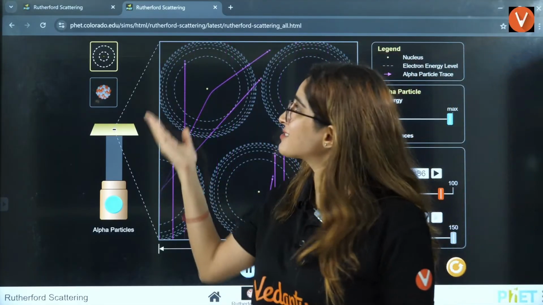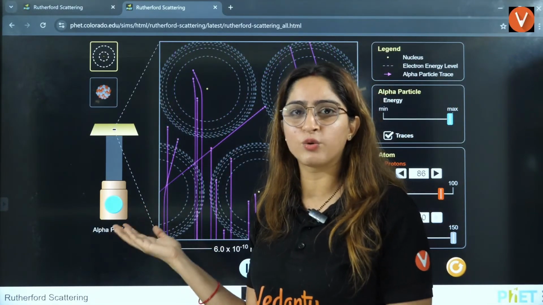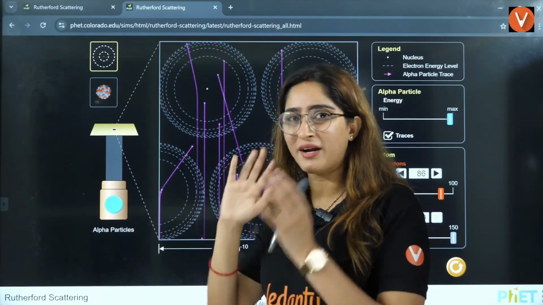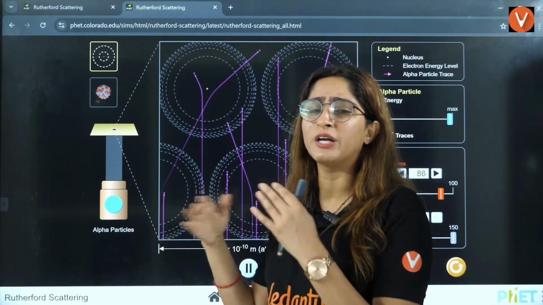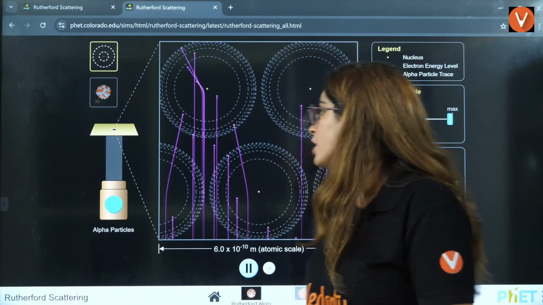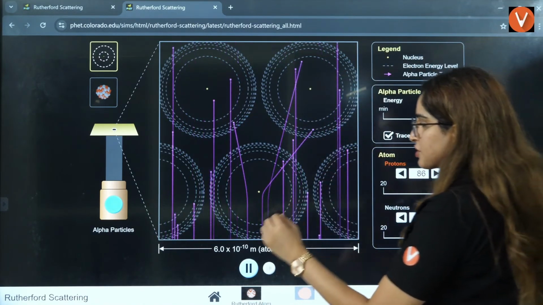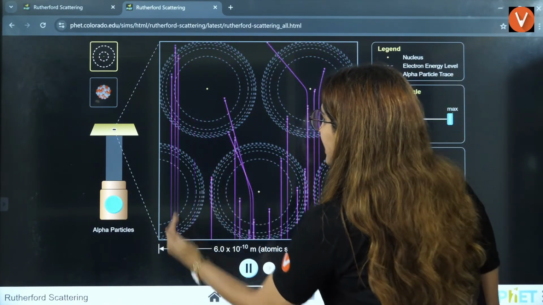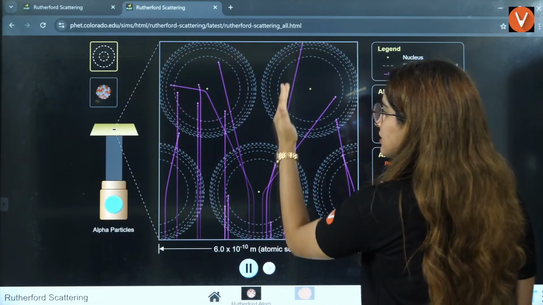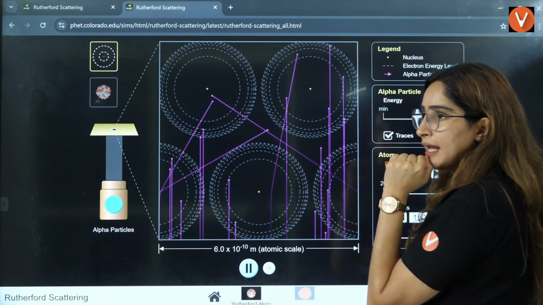You can see this site, it's a very good site, right? It is totally free, so you can use it to understand also, but I am showing you, so you don't need to do it again and again, right? This is just to give you the visualization of this. Now you will see most of the alpha particles are moving straight, right?